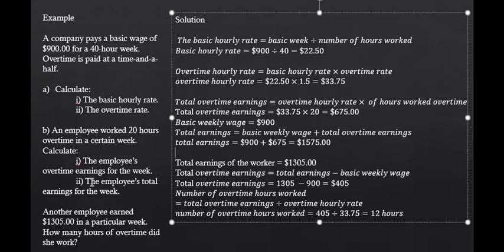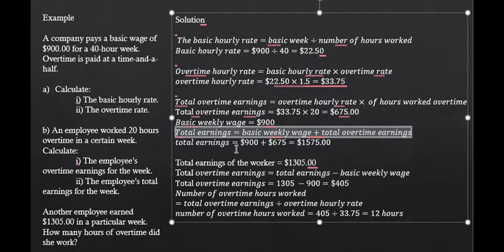We're dealing with number 2, which is the employee's total earnings for the week. So the total earnings would be the basic weekly wage plus total overtime earnings. So total earnings is equal to 900 plus 675, which is equal to $1,575. All right, and this is his total earnings for the week.